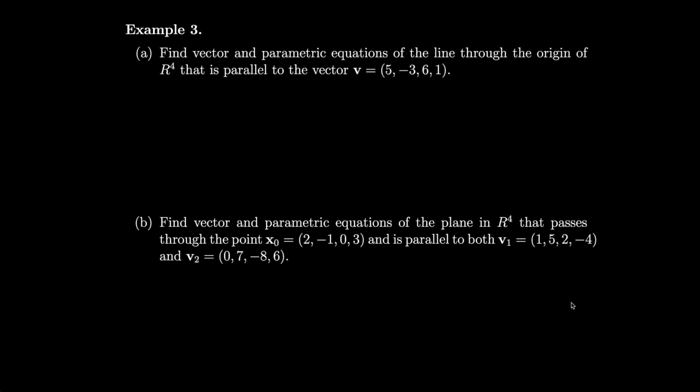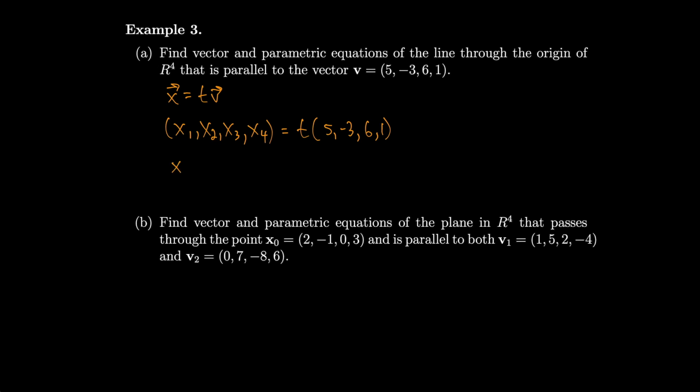Next, let's find vector and parametric equations of the line through the origin of R4 that is parallel to the vector v. So again, we'll write x equals tv. We don't need x naught because it's just the 0 vector anyway in this case because we're at the origin. So that's the same as saying x1, x2, x3, x4 for my vector x is equal to t times the v they gave us, which was 5, minus 3, 6, 1.